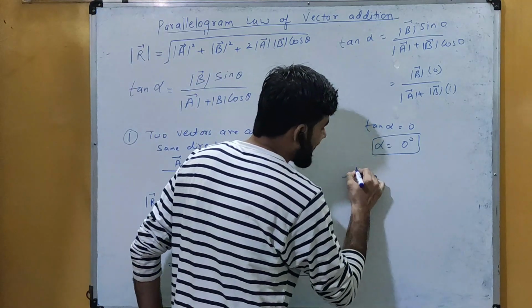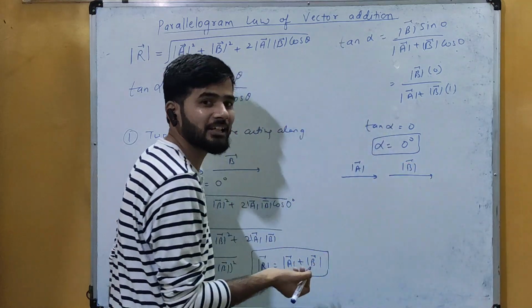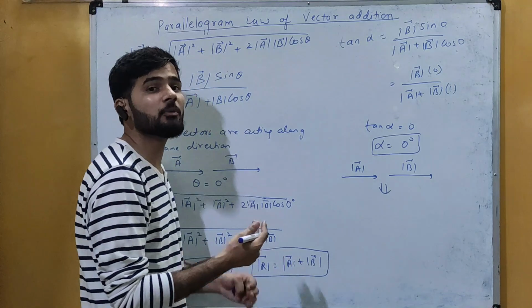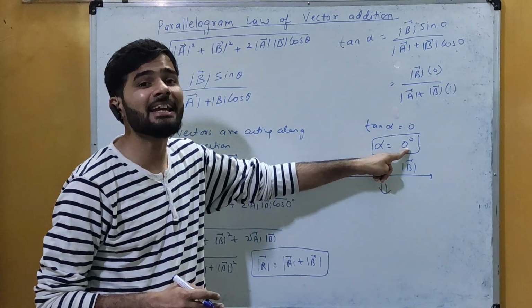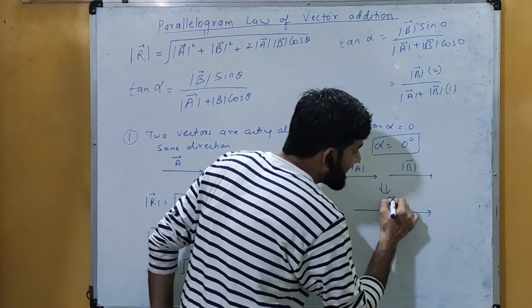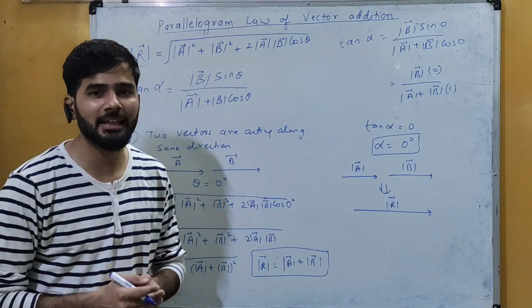That is, if we have two vectors, vector A and vector B, they both are acting along the same direction, then the resultant will be the sum. And what about the resultant direction? The resultant direction will be along the 0 degree angle, that is, along the same direction. So this will be the resultant vector R. So this is the case when the two vectors are acting along the same direction.